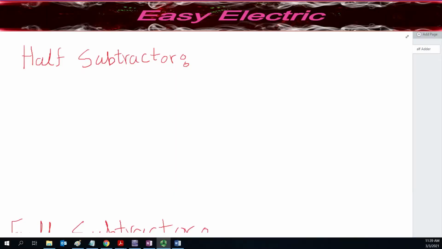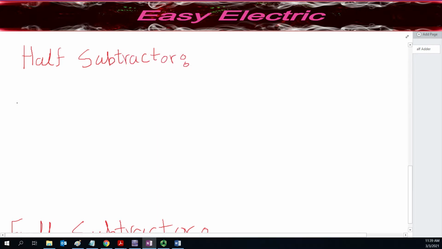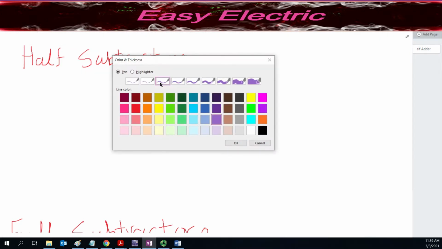Hello everyone. In this lab project, we are going to make and simulate the half subtractor and full subtractor. Before we start to make that, let's take a look at the half subtractor and full subtractor and see what they mean. So let's start with the half subtractor. The half subtractor is very similar to the half adder.